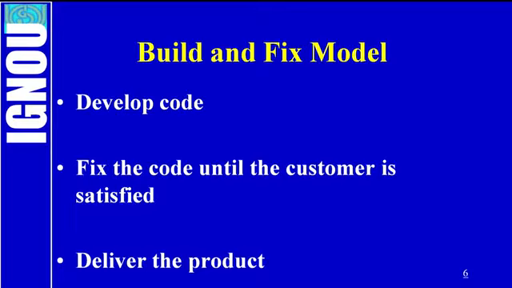Then they may say that no, it should work. Then you might do some correction to your code such that it works up to that number. Once it works for that number, and if that is the requirement, then your program is completed. Your task is completed, so you will deliver that particular product. This is only an example; basically, it never happens for such smaller things. But I am just giving you an example that in the build and fix model, you develop the code, you fix the code until the customer is satisfied, and deliver the product.